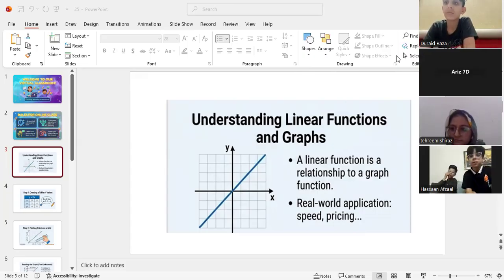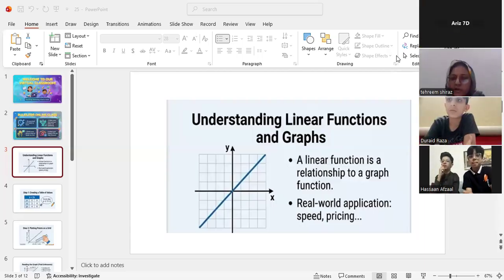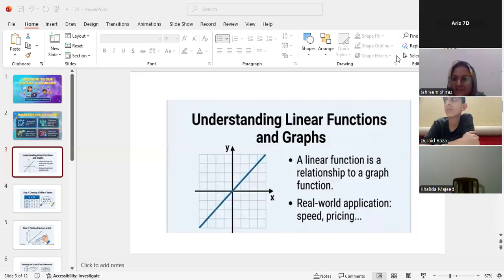Ma'am, public transport. They are actually increasing the price at a constant rate. Are they increasing the price at a constant rate? I don't think so. I think they will increase the price at their own rate. Is it? Okay, but nice.